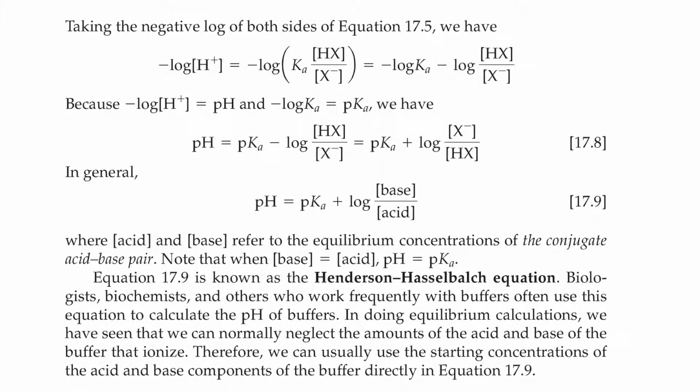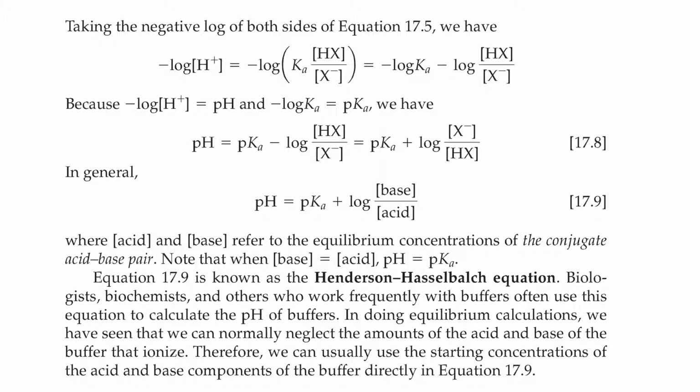Taking the negative log of both sides of equation 17.5, we have the negative log of hydronium equals the negative log of Ka times the concentration of acid over the conjugate base, which equals the negative log of Ka minus the log of the concentration of the acid divided by the concentration of the conjugate base. Because the negative log of hydronium is equal to pH and the negative log of Ka is pKa, we have pH equals pKa plus the log of the concentration of the conjugate base over the concentration of the acid.